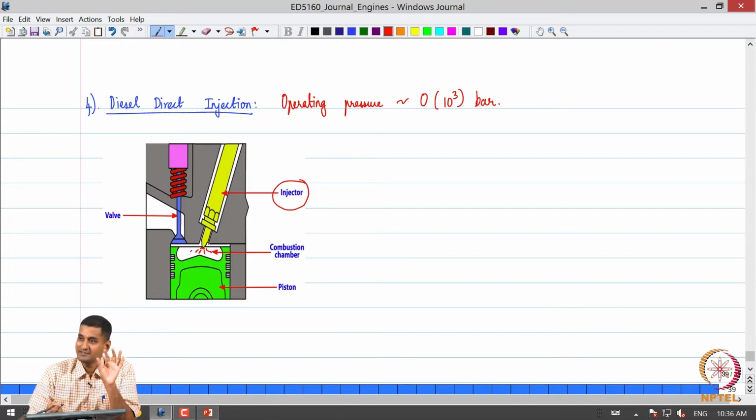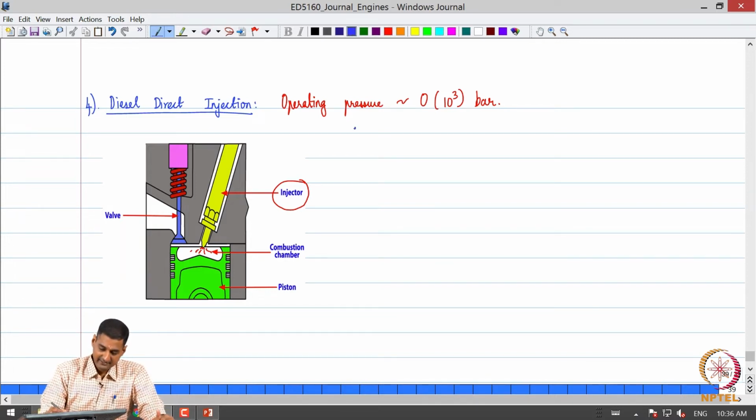So, the time available for the fuel to atomize and vaporize and form a combustible homogeneous mixture is also small when compared with SI engines. So, all these factors should be kept in mind when we design an injection system for a diesel engine, right. That is why the pressures are pretty high.